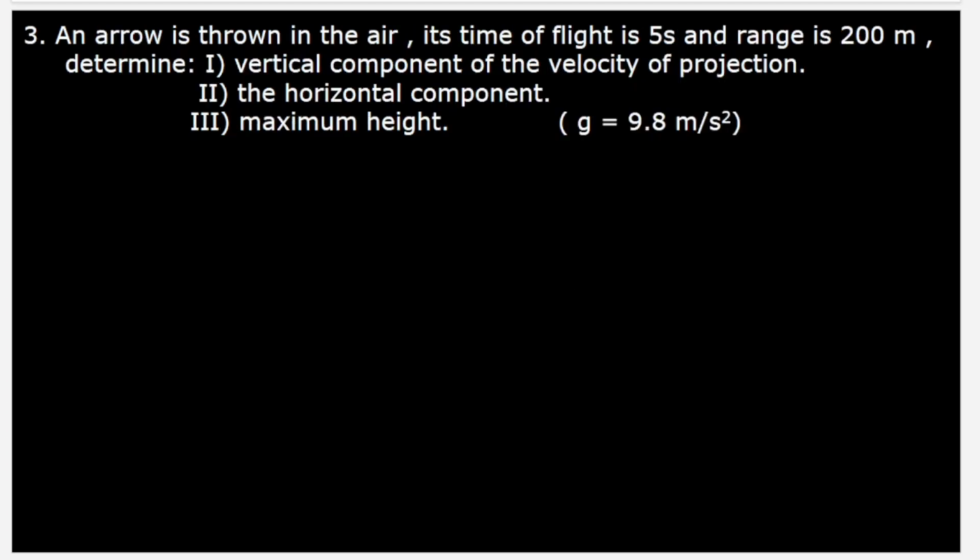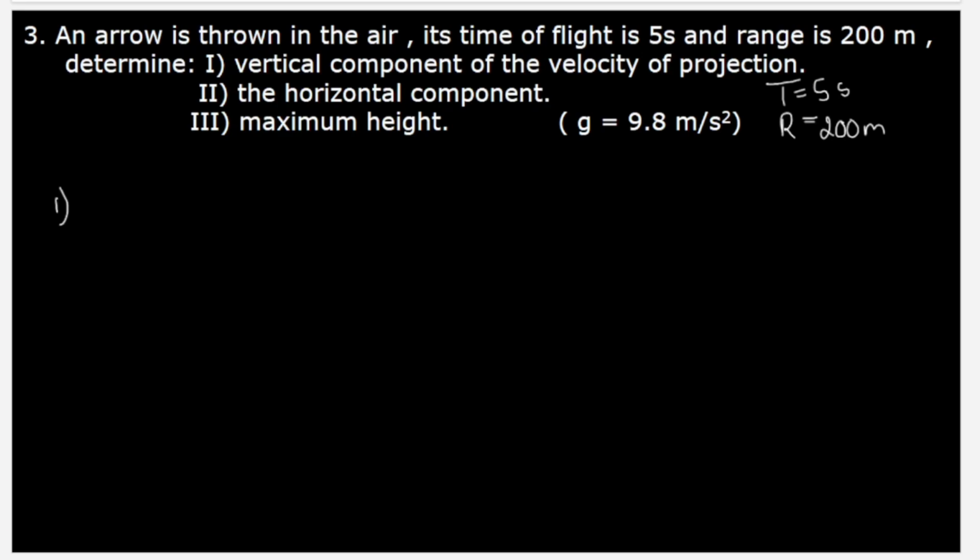Third question. An arrow is thrown in the air. Its time of flight is 5 seconds and range is 200 meters. Determine the vertical component of the velocity of projection, the horizontal component and maximum height, where gravity is 9.8 ms^-2. T is 5 seconds and R is 200 meters.